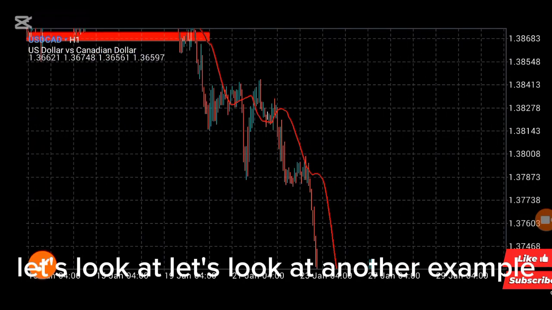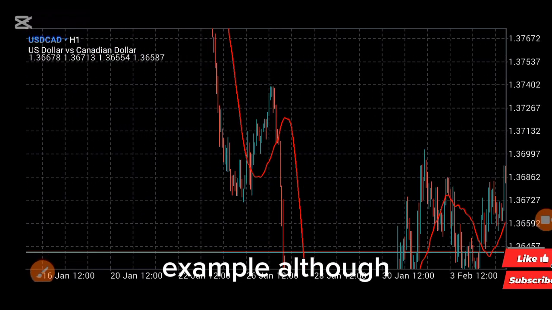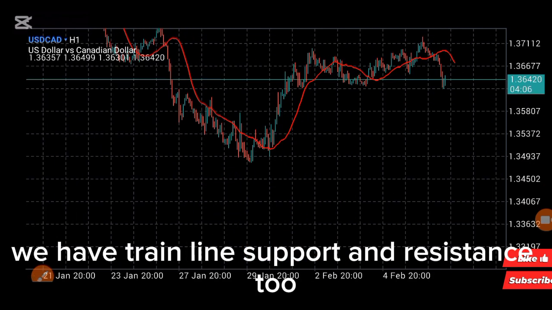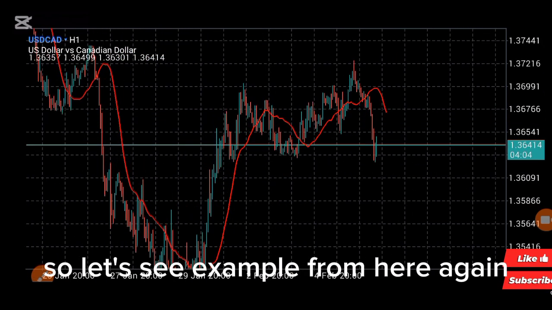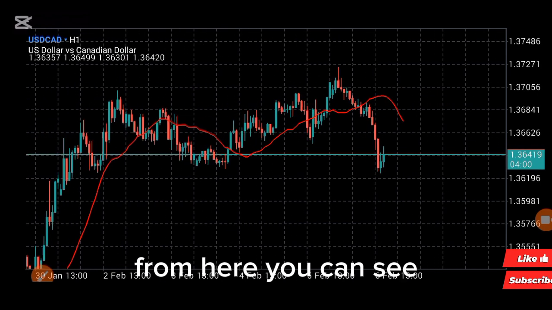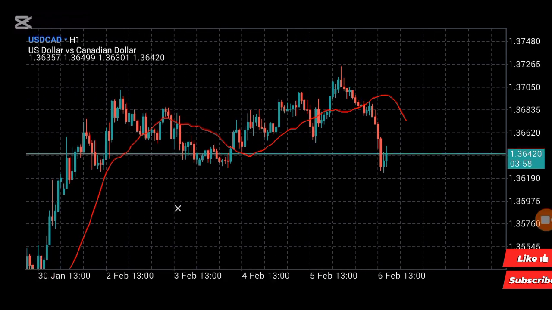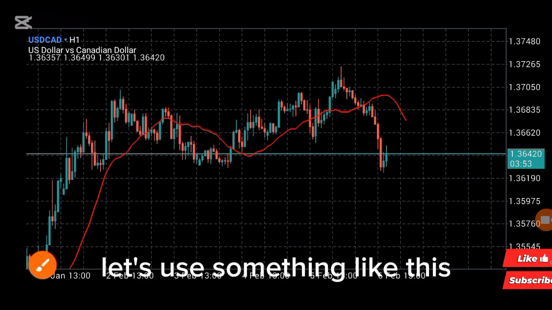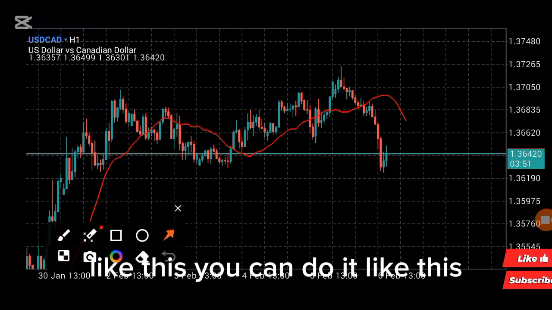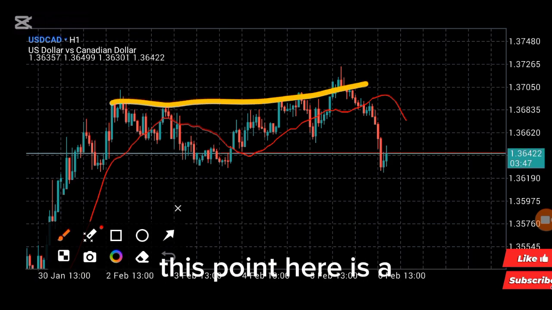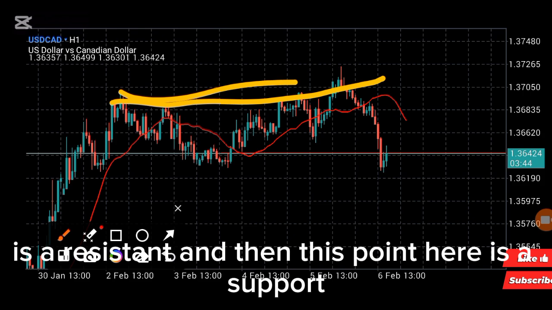Let's look at another example. Although we have different types of support and resistance, right? We have trend line support and resistance too. So let's see an example from here again. If they ask you to draw a support or a resistance from here, you can use something like this. You can do it like this. This is a support, or this point here is a resistance, and then this point here is a support, right?